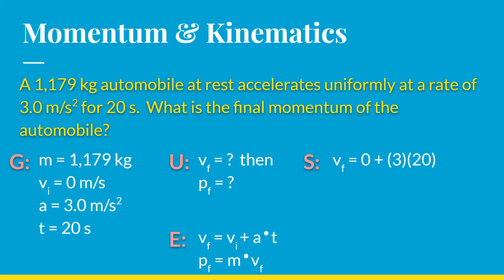VF equals VI plus A times T. VI is 0, A is 3, T is 20, so it's 0 plus 3 times 20, or just 3 times 20, which of course is 60 meters per second.